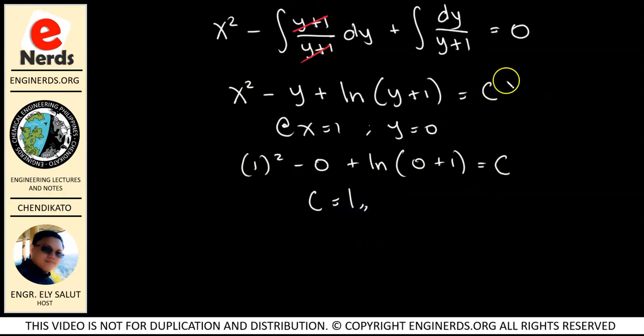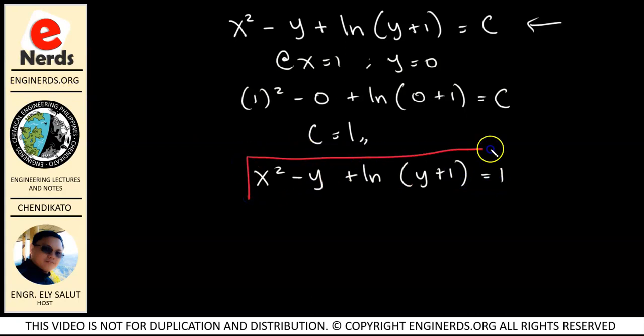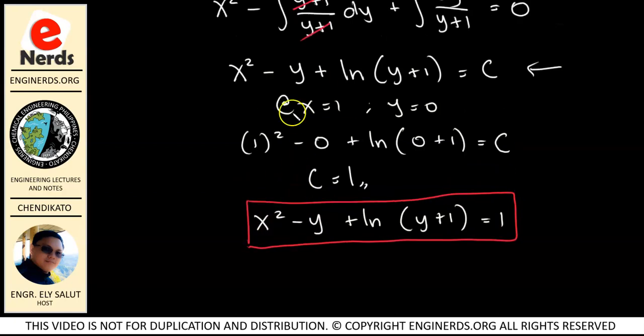I-substitute lang natin yan dito sa ating equation na nakikita ninyo dito. Substitute lang natin yung value ng c. So we will have x squared minus y plus ln of y plus 1 is equal to 1. So that is our answer for this problem. Ganun lang ang pagkuha ng particular solution. Basically, isa-substitute lang natin itong value natin.